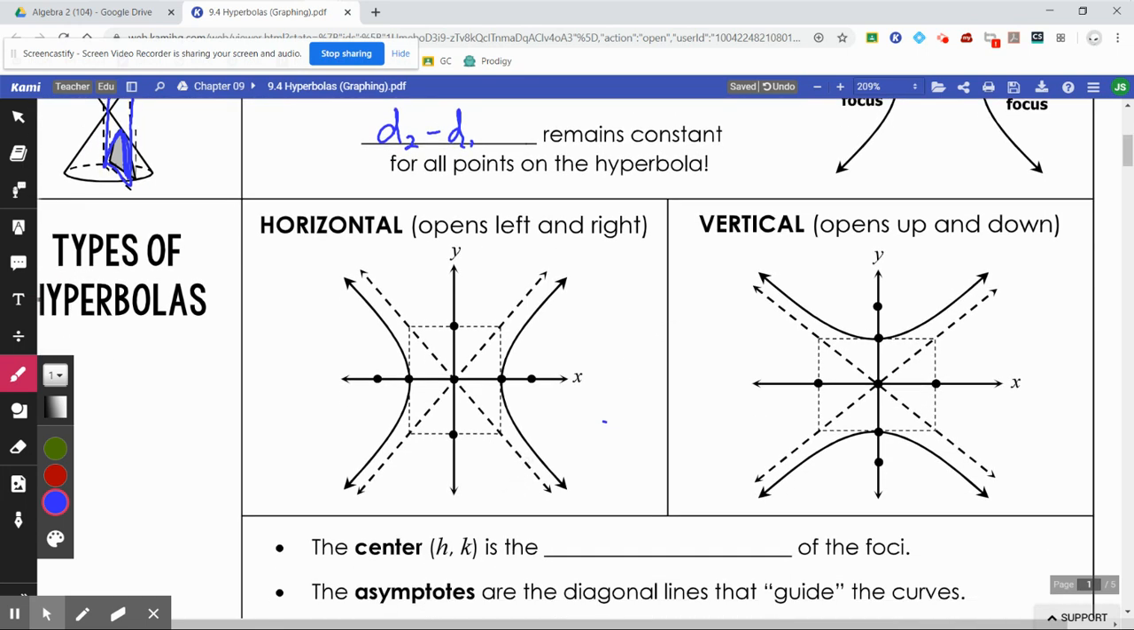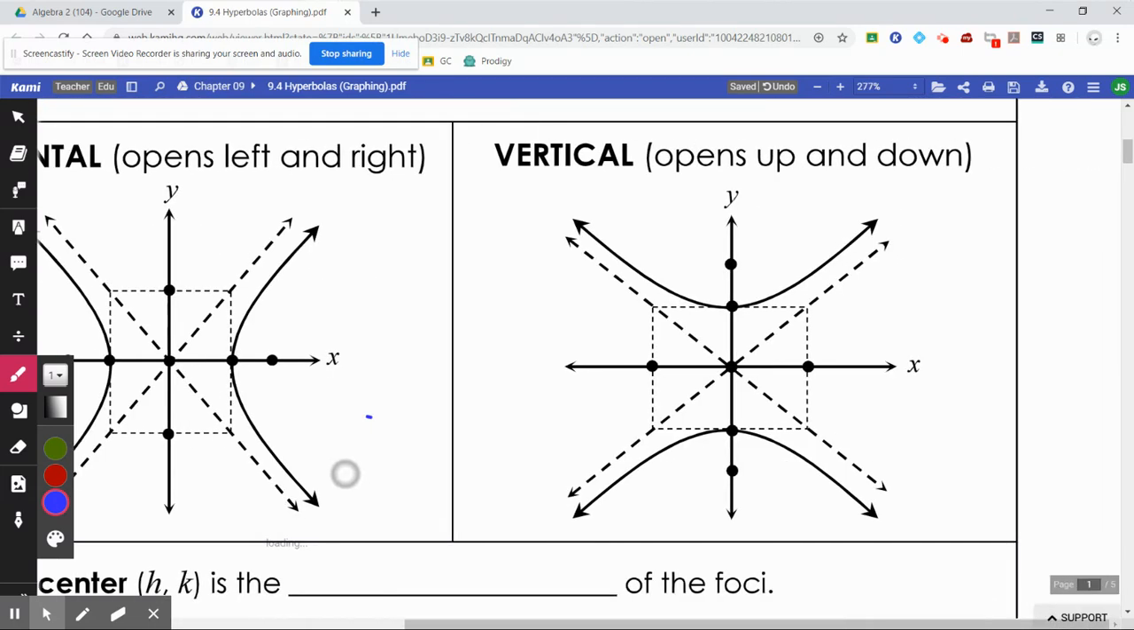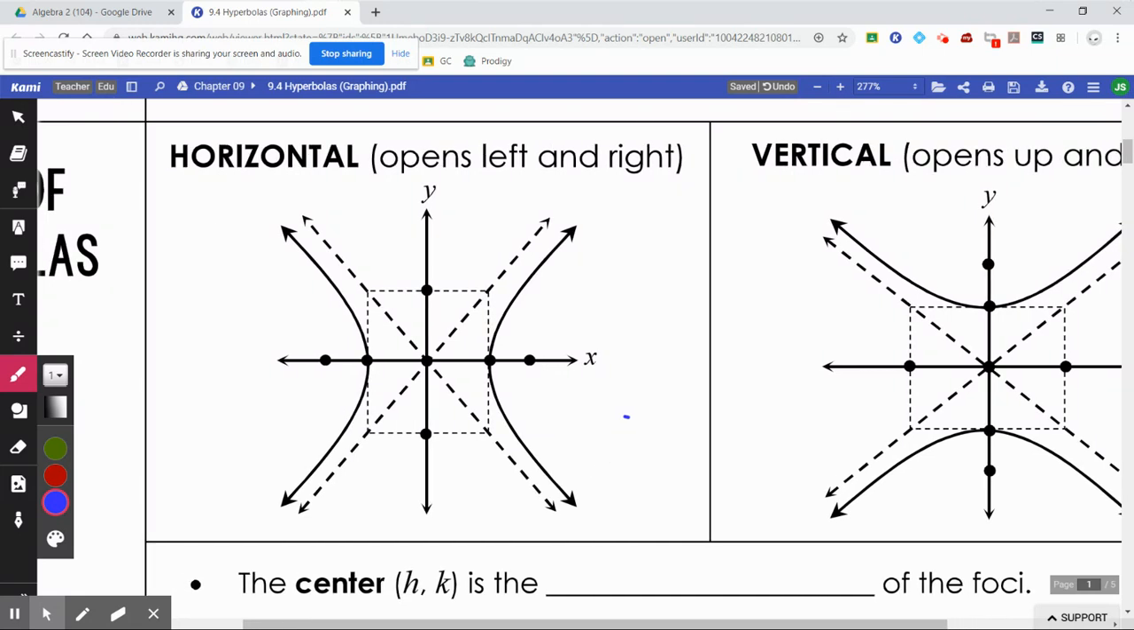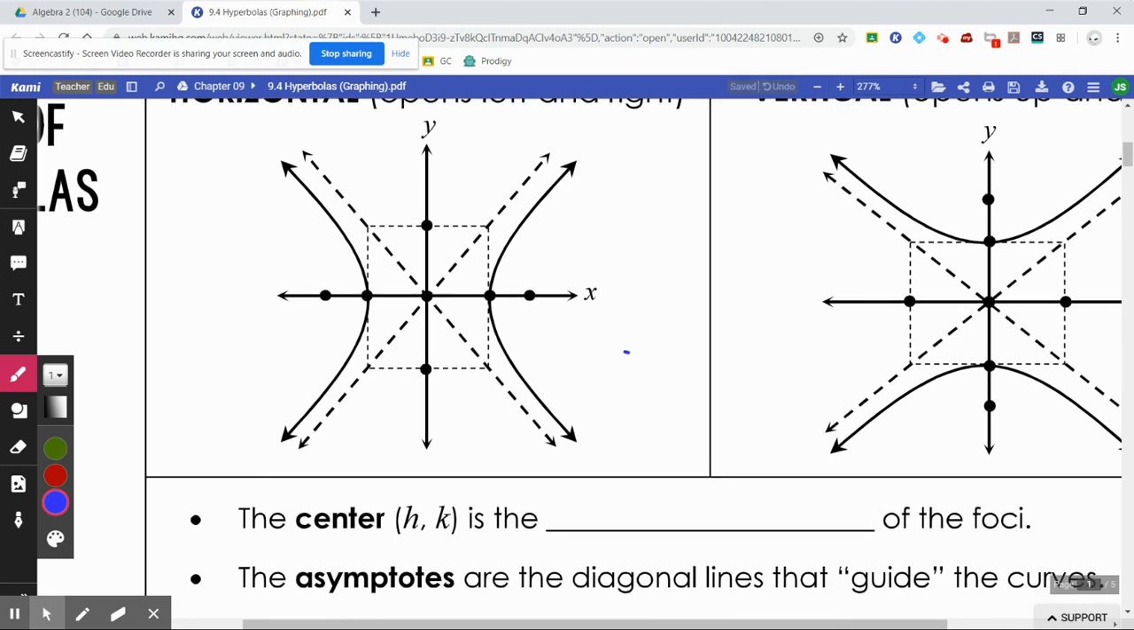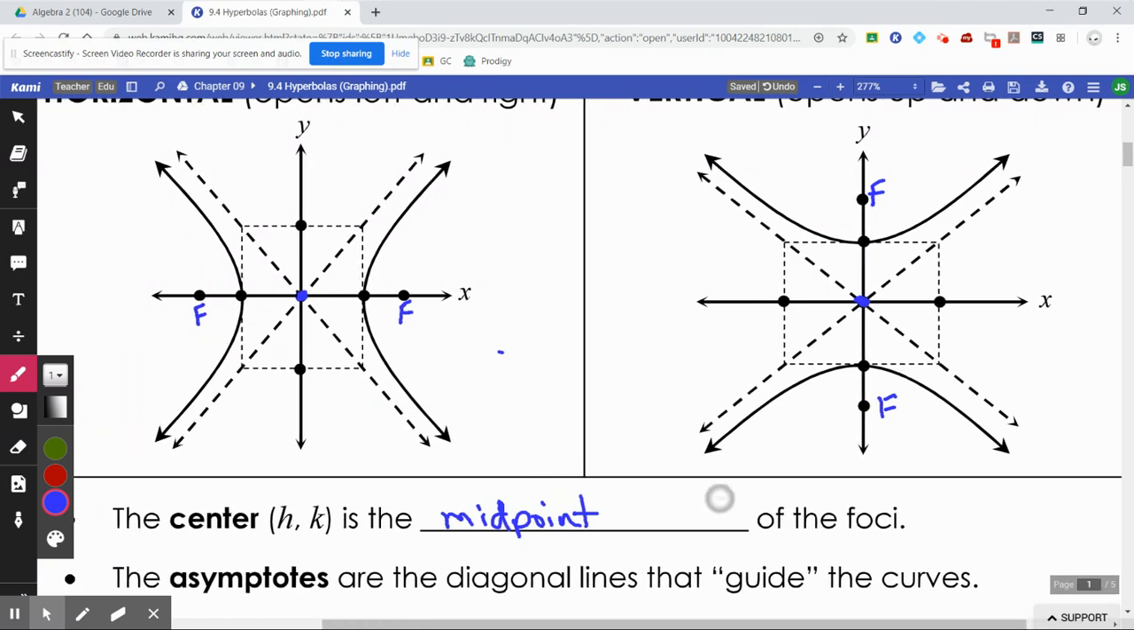Again, there are two different types of hyperbolas, just as you had with an ellipse. You have a horizontal hyperbola and you have a vertical hyperbola. The horizontal hyperbola is going to open left and right, and then the vertical will open up and down. You have the different parts. The center, first off, and you've got a focus here and a focus here. So let me label these. The center is going to be the midpoint of the two foci. So therefore, it's going to be the point right in the middle of focus 1 and focus 2. The same way over here, you have a focus up here and another focus down here. The midpoint, the point right in the middle, will be the center of this hyperbola.